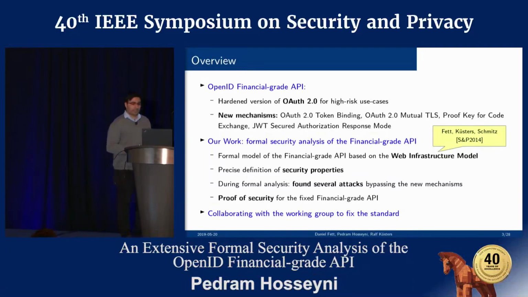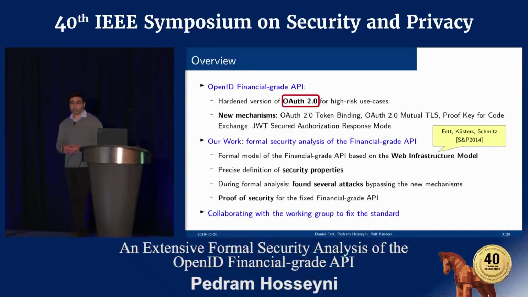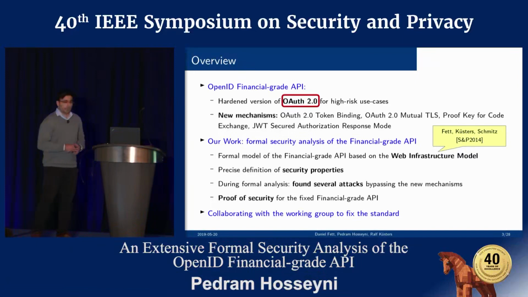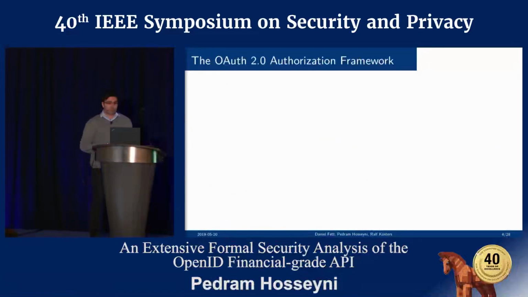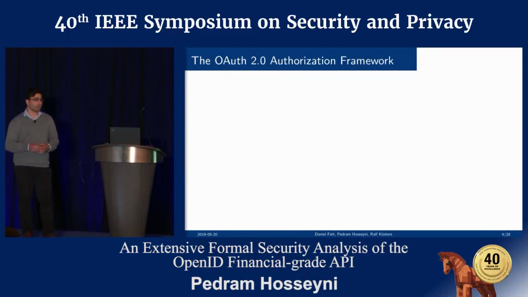During my presentation, we will take a look into all of these points, and we start with OAuth, on which the financial grade API is based. Here we start with an example. You find OAuth on many different web pages, for example, if you have login with Facebook or login with Google.